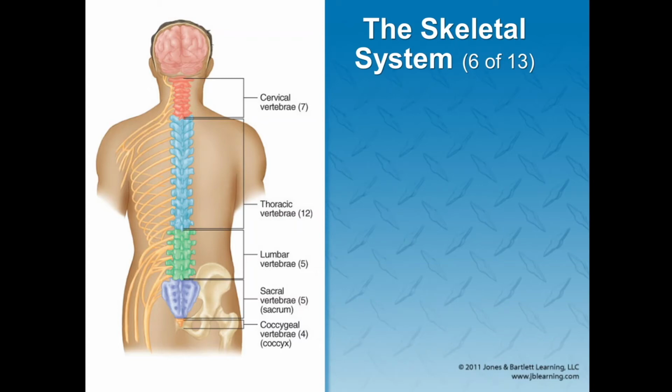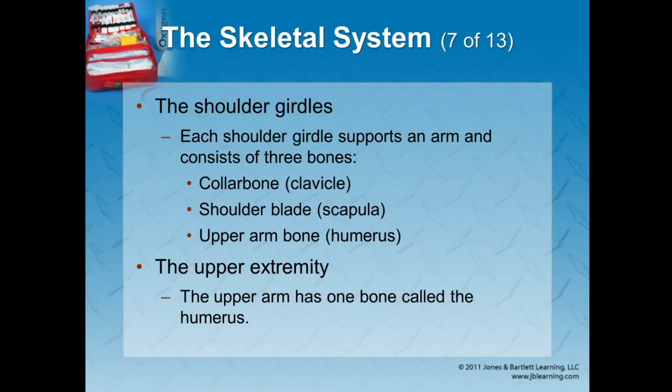So let's say a quiz at the end of this says, okay, somebody has lower back pain just above the coccyx, what term would we use to describe what area of the skeletal system this would be? Sacral or lumbar? Good. All right.